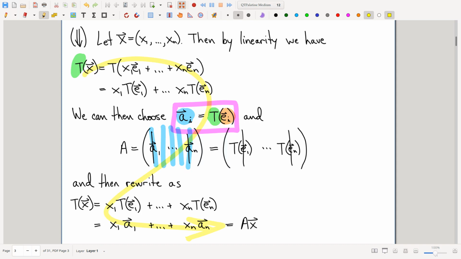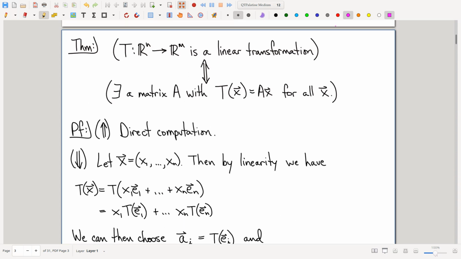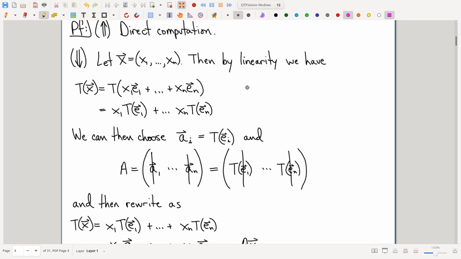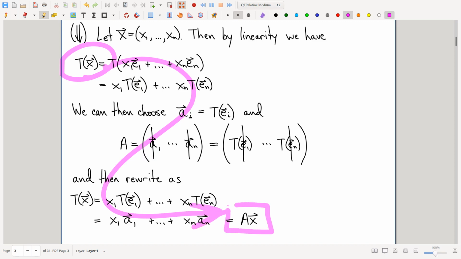Again, this is all linear algebra. It's all review. But make sure that you're good with all the steps through that process. And notice we do get the desired result. The claim was that we can find a matrix that makes T of x equal to Ax. And as required, T of x indeed is Ax.